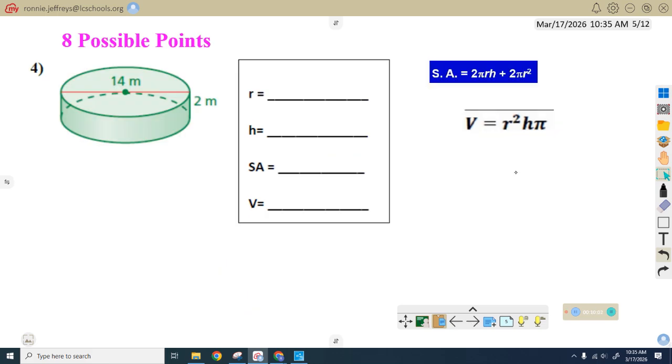All right, so number 4. All right, my radius is 14, correct? No. Seven.